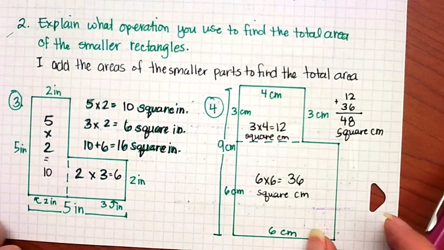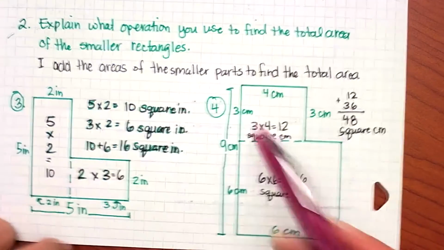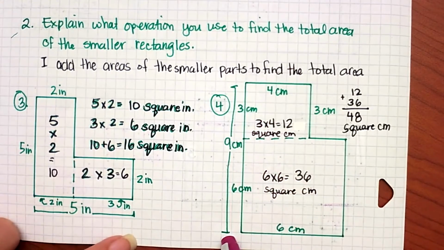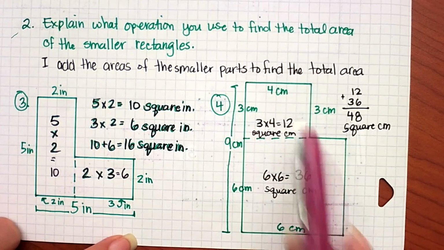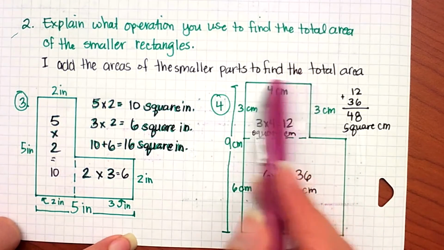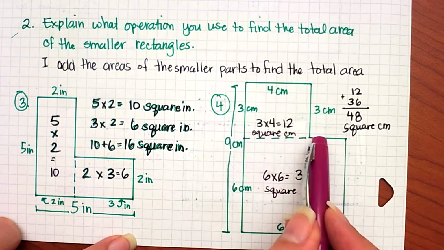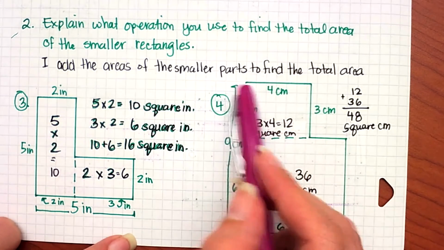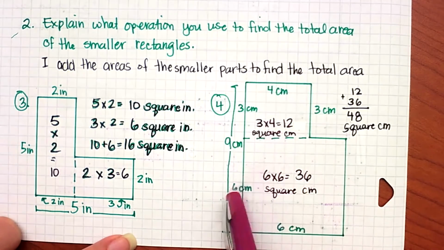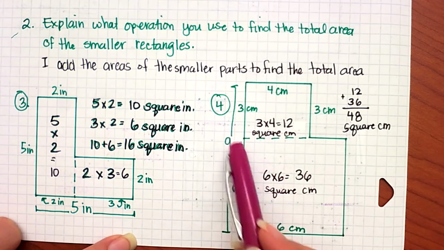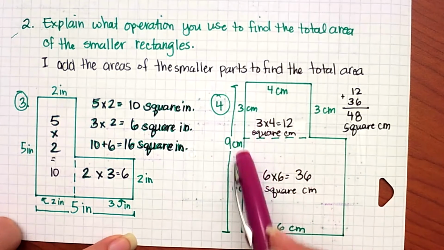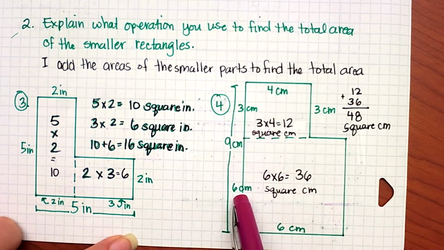For number 4, I had a measurement of 9 on this side, 6 on this side, 3 on this side, and 4 on this side. Now I cut it across right here. So this became a 3 by 4 rectangle, and this became a 6 by 6 square. So I separated the 9 into 3 and 6 more. 3 plus 6 gave me 9.